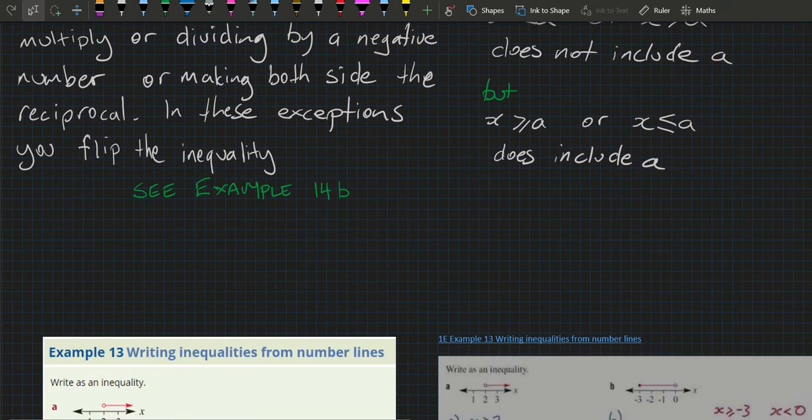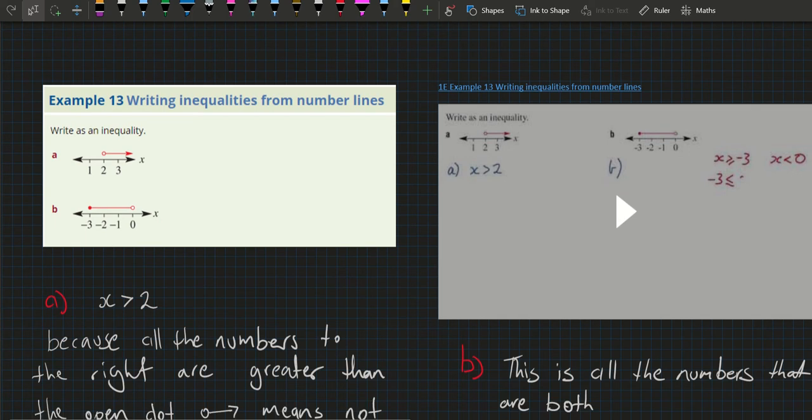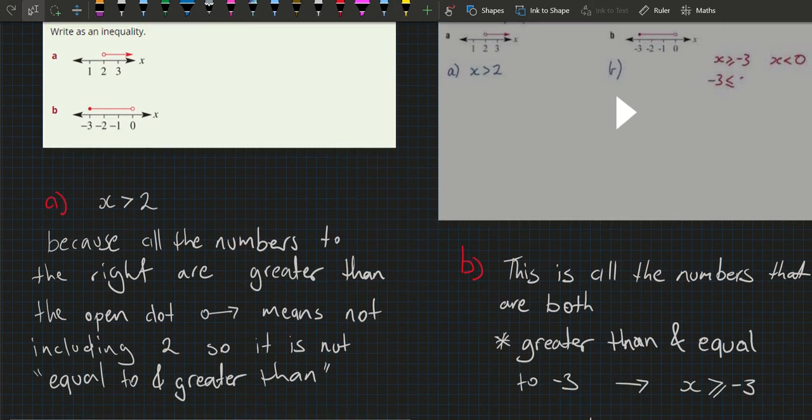See example 14b. Okay, once again, you've got your number lines here. We're asked to write these things as inequalities, okay? So the first one is an empty circle there, so it is a strictly greater than. The x's are what I'm worried about. The red arrow indicates the x's, and it goes off to infinity. That's what that arrow means. So it is x is greater than 2, and that's it, okay? Strictly greater than, not including, so not equal to.